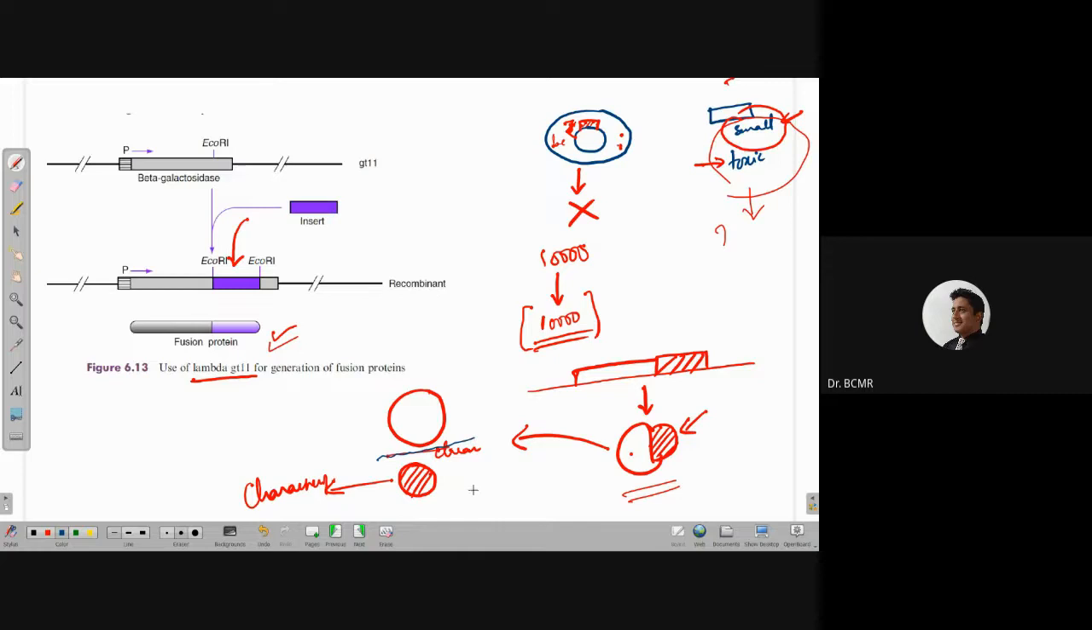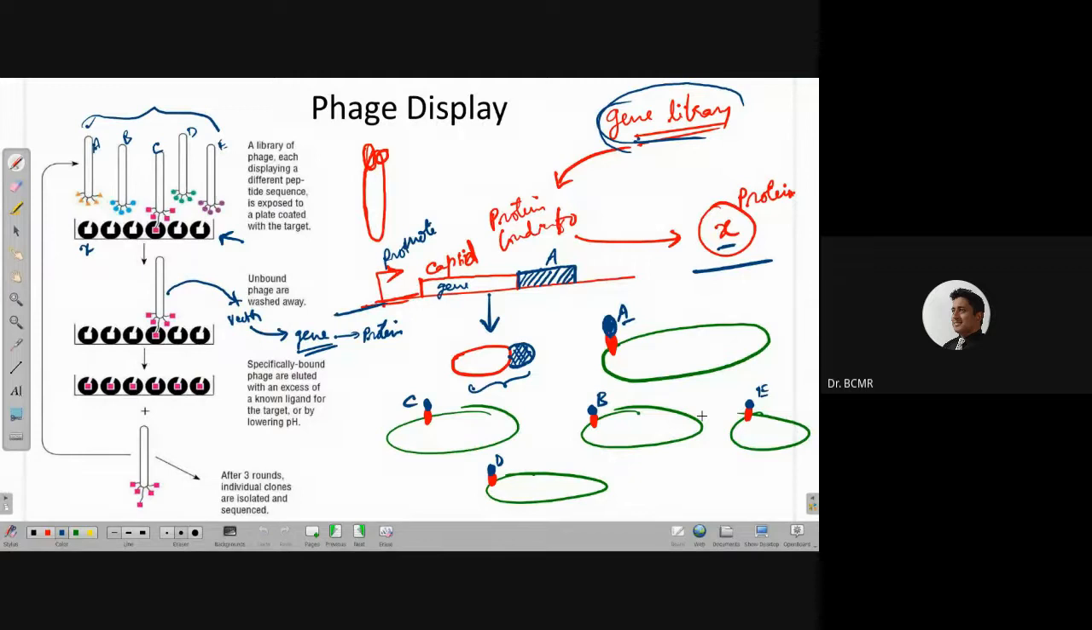But often the function of the small protein or the target protein that we are trying to look at may be compromised. So we should engineer a cleavage site in this place, which can be cleaved by a certain protease. Then we can separate these two proteins, isolate the protein of our interest and use it for further characterization. Then we were discussing phage display, and today I would like to continue with that.